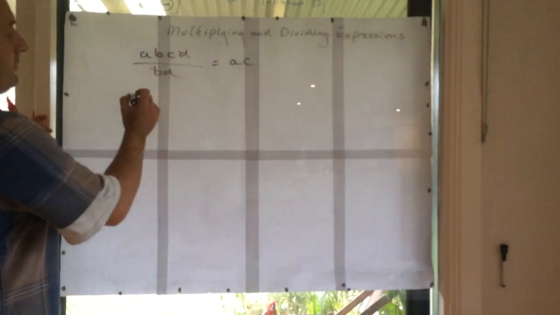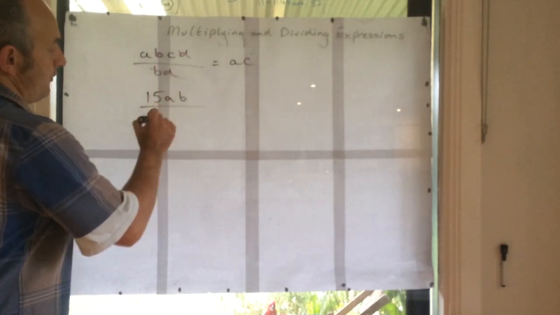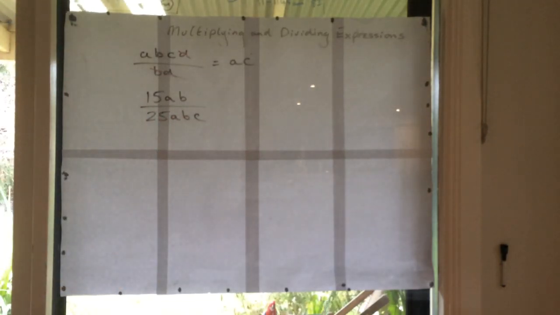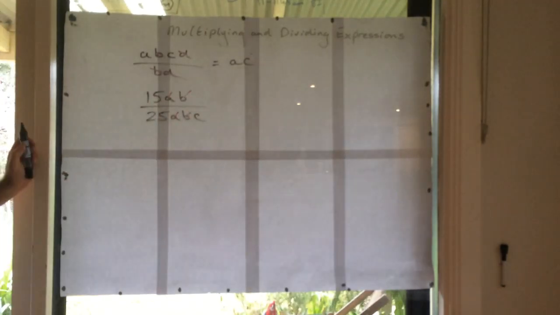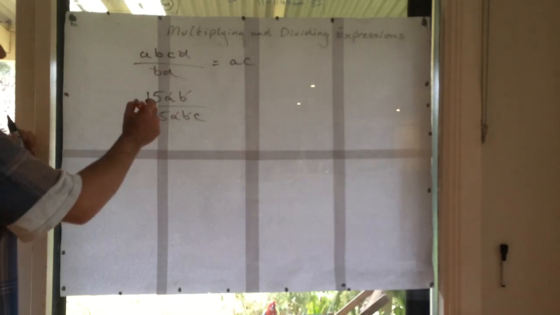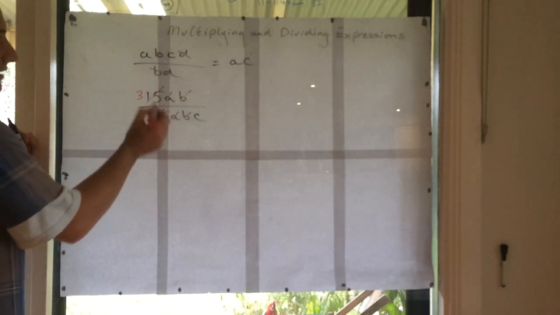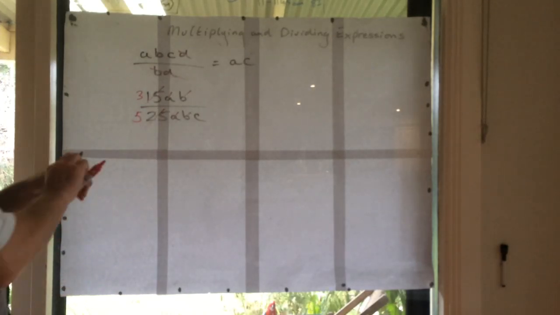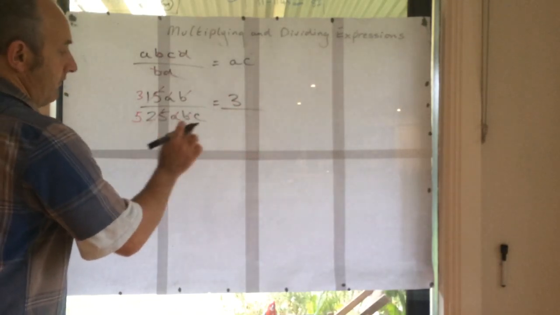Let's just do another one. Let's do this. 15AB over 25ABC. Okay, what's going to cancel here? The A is going to cancel the A. The B is going to cancel the B. And now, what else is going to cancel? I know. 5 goes into both of these. 5 goes into 15 3 times. 5 goes into 25 5 times. So I'm going to be left with 3 over 5C.